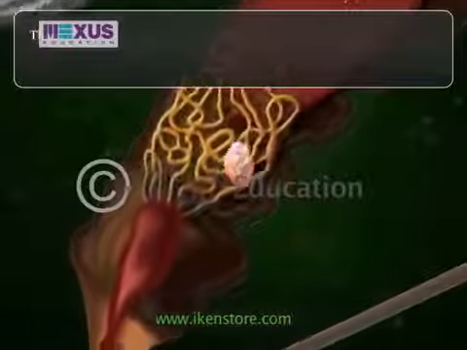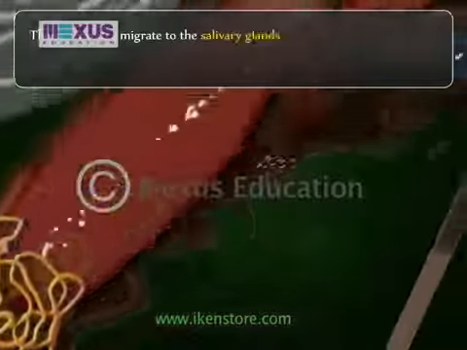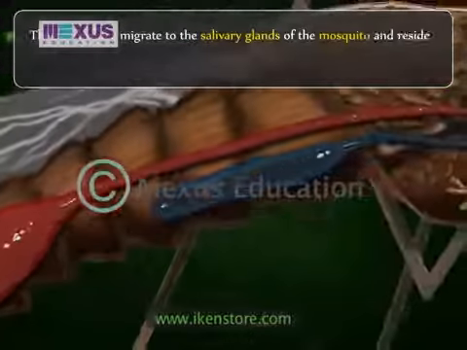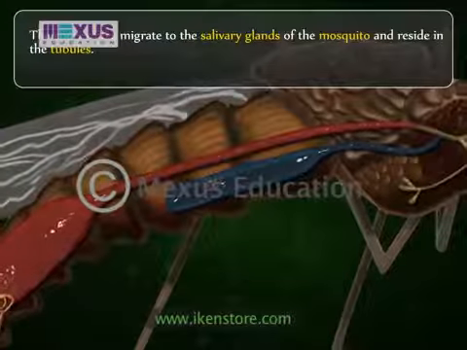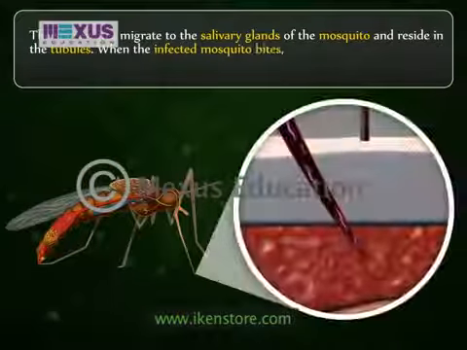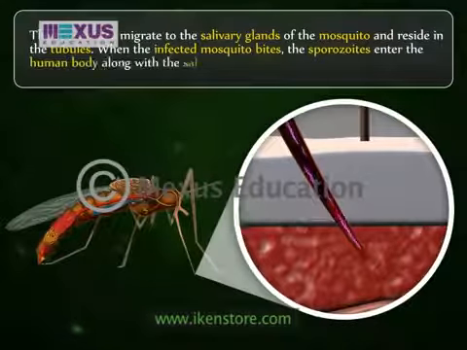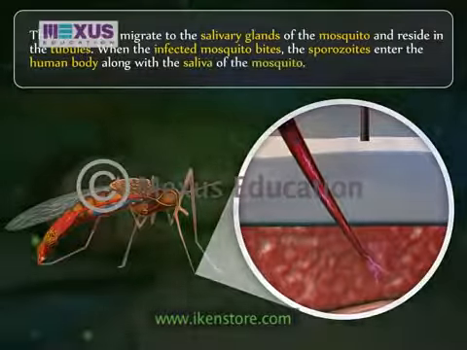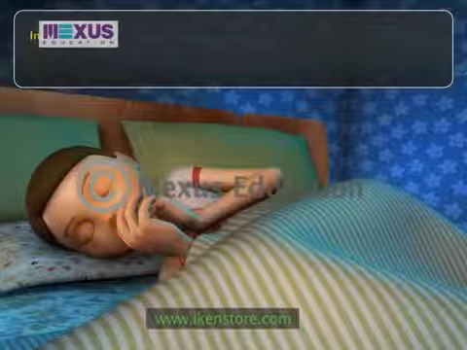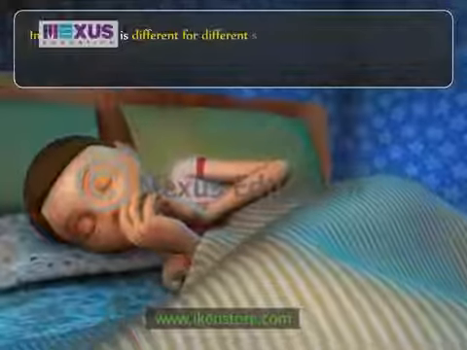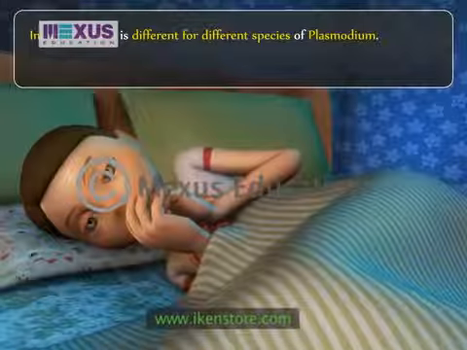The sporozoites migrate to the salivary glands of the mosquito and reside in the tubules. When the infected mosquito bites, the sporozoites enter the human body along with the saliva of the mosquito. Incubation time is different for different species of Plasmodium.